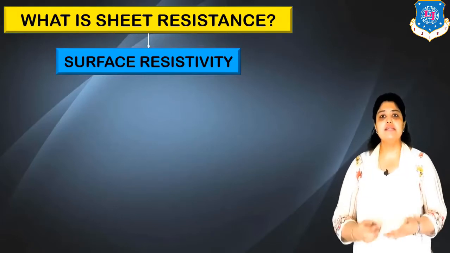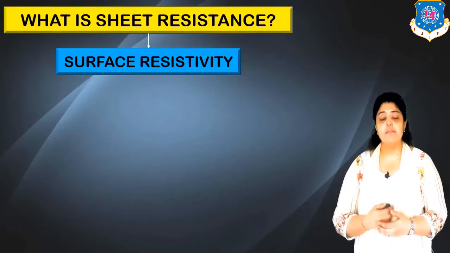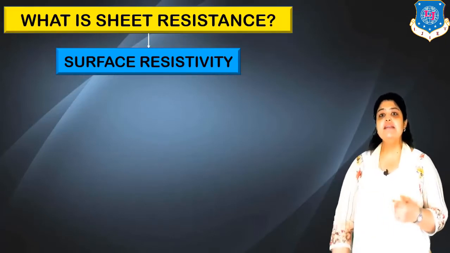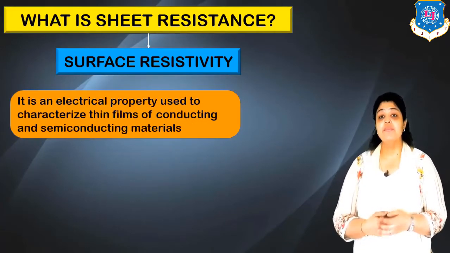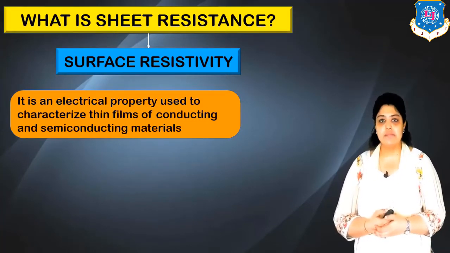Now we know what resistance is. It is a property which opposes the flow of electric current. But what is sheet resistance? Sheet resistance is an electrical property which characterizes thin films of conducting and semiconducting materials.